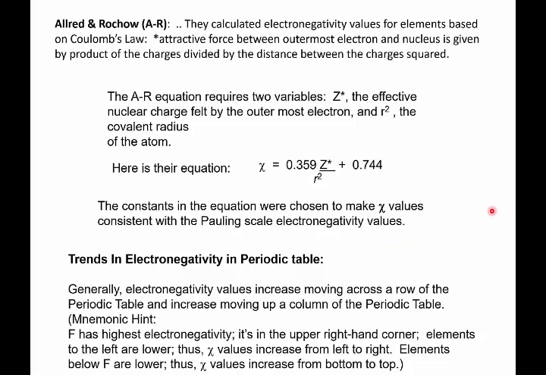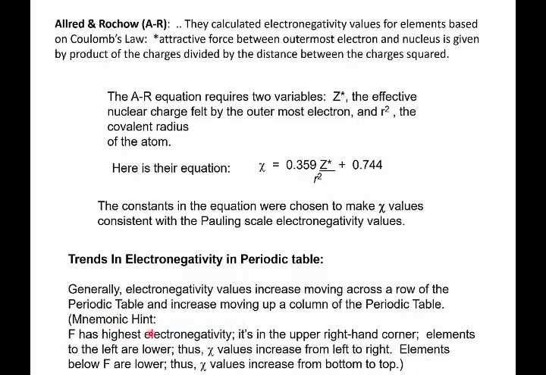It's appropriate now to take a look at the systematic variation that we see in electronegativity values in the periodic table. Generally, electronegativity values increase going across the row of the periodic table, and they increase moving up a column of the periodic table. So increase going from left to right across the row, increase going from bottom to top up a column of the periodic table.